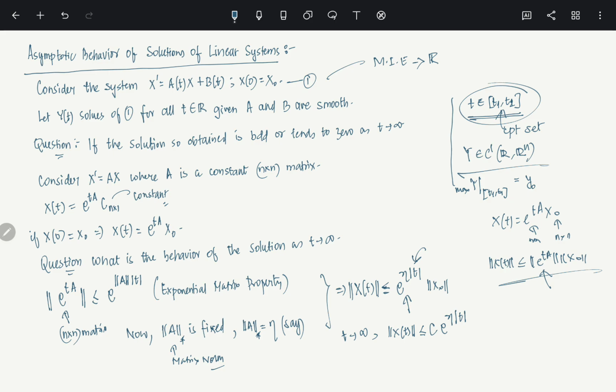We just have to see that norm of x of t can always be dominated by c times exponential eta times mod t. That's what you need to know. That's all. Clear? So that's the maximum we can say if you have a solution of the homogeneous problem with constant coefficients.